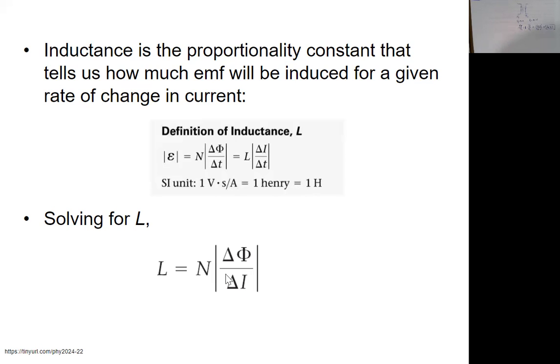L is equal to, from this definition over here, delta phi over delta I, because delta t and delta t can cancel out if you take this part of the equation. So delta t cancels out, and L equals N times delta phi over delta I.